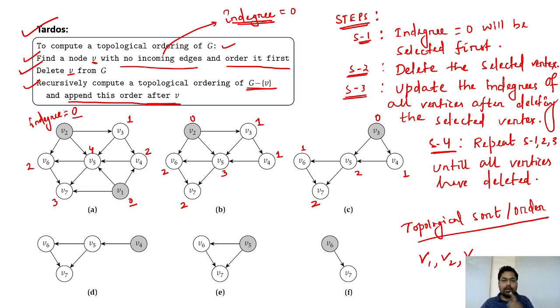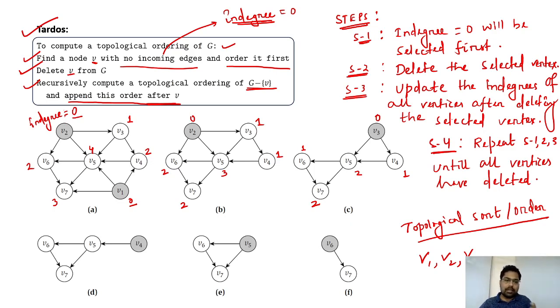So topological sorting may not be unique; it could be more than one. Like in this example, we can start from v1, or you can start from v2, not an issue. You can start from v2, then you can change v1, because the in-degree 0 node will be considered to be deleted first.